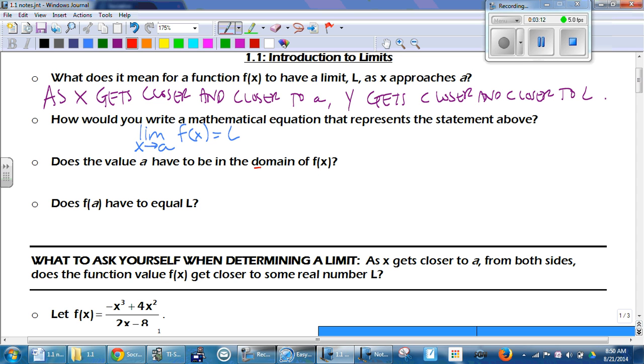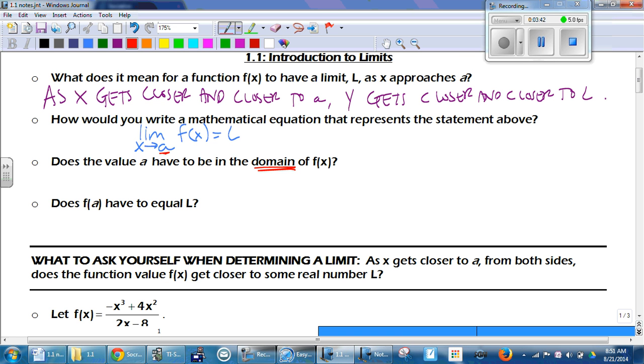Next question, does the value a have to be in the domain of f of x? So first of all, what's the domain again? It's an algebra question. Domain is the x values, right? What x values can go into this function? What x values can we use and put into our equation? So in most cases, when we talk about domain, we're looking for the ones which don't work. Because most of the time, most numbers do work, and there might be a few that don't.